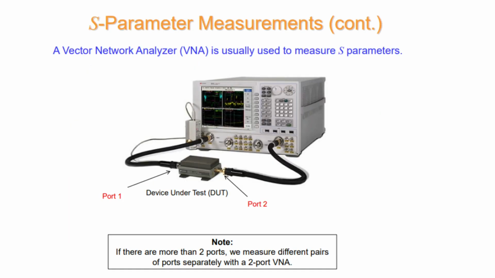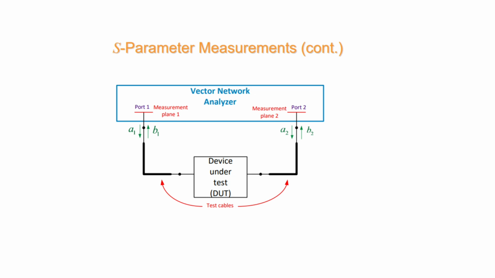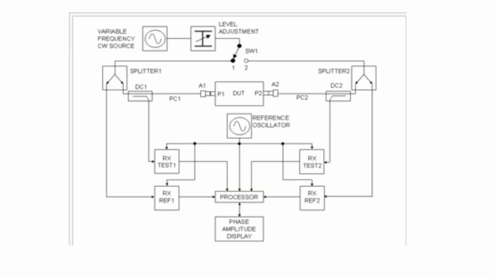So this is the vector network analyzer, usually used to measure S parameters. Port 1 and port 2 are connected with the device under test. If there are more than 2 ports, we measure different pairs of ports separately with a 2-port vector network analyzer. So there are the input port and output port, and measuring plane 1 and measuring plane 2, which are connected with the device under test via test cables, and A1 B1 and A2 B2 are connected accordingly.